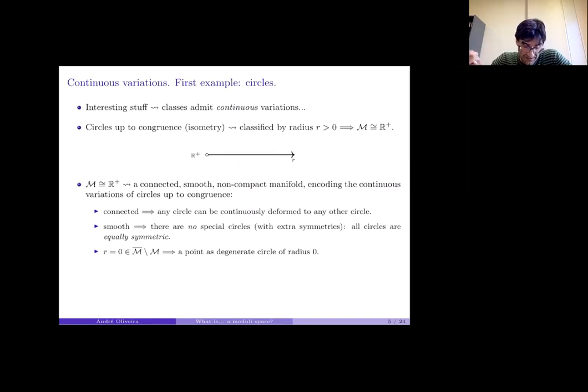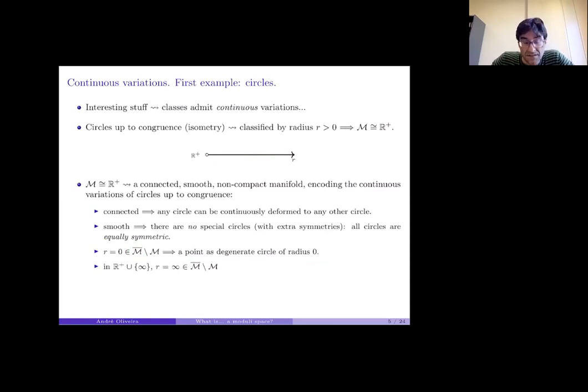Now, another thing. Zero is in the closure of our moduli space, but it's not in the moduli space. So I can consider zero as a degeneration of circles. I can consider a point as a degenerate circle of radius zero.